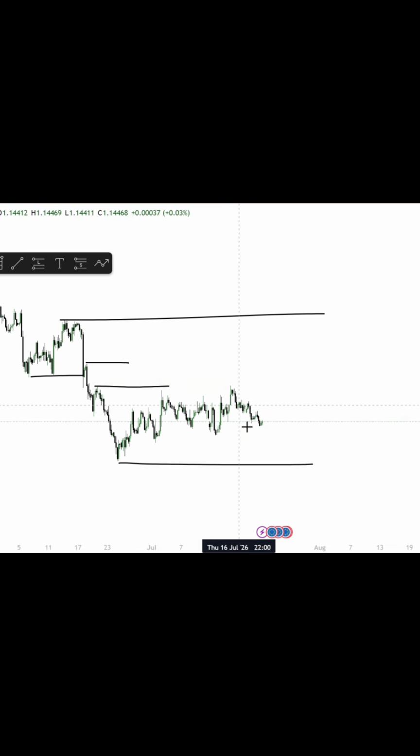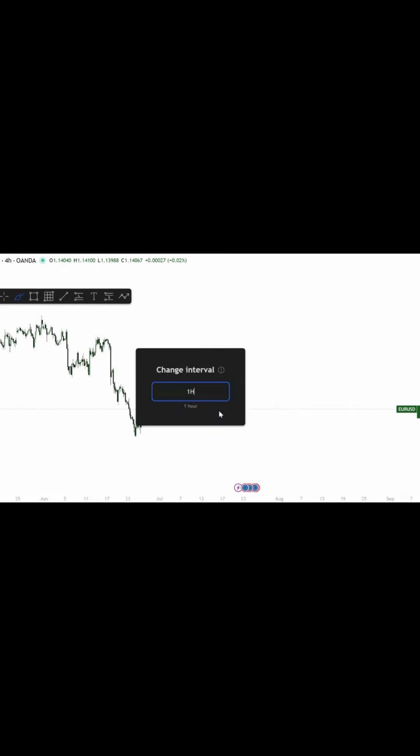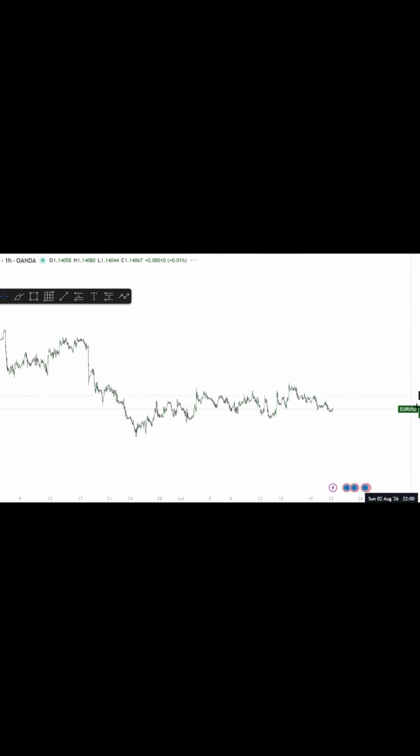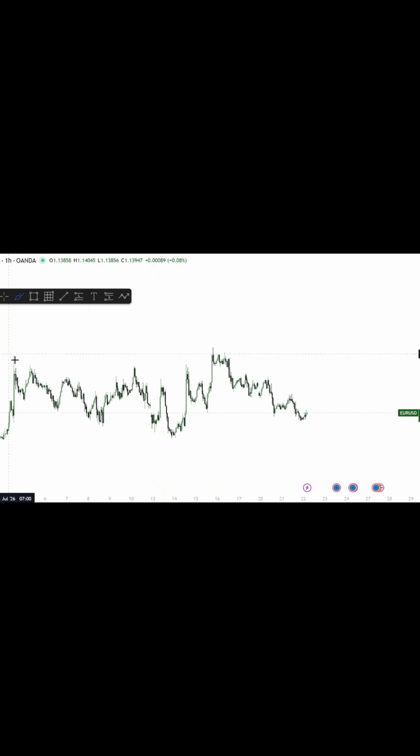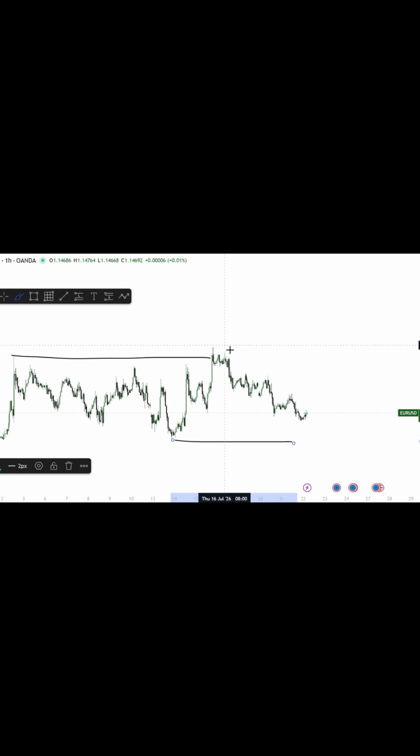If we go down onto the 1-hour time frame, we were looking for a potential long position yesterday, but this never materialized. We can see we had this 1-hour break of structure. We have our swing low and we have our swing high. We liquidated this point of liquidity, but at all times supply remained in control. We in fact tapped in and then sold off again.